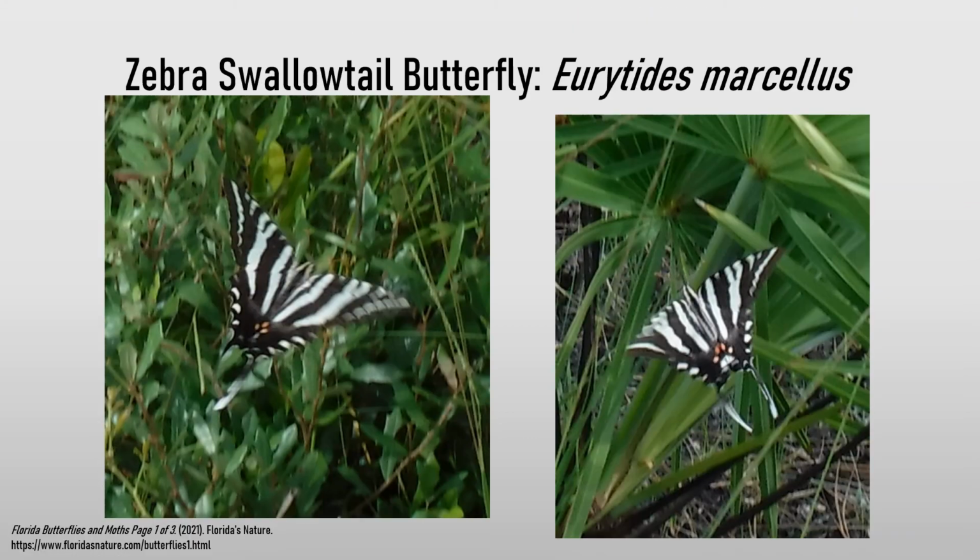And last but not least for my animals is the zebra swallowtail butterfly, or Eurytides marcellus. I spent about 10 minutes chasing this butterfly around in the field trying to get the best pictures that I could, and this is what I ended up with. I think they're pretty good.